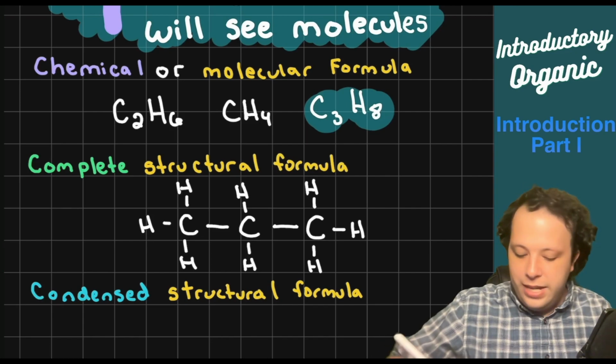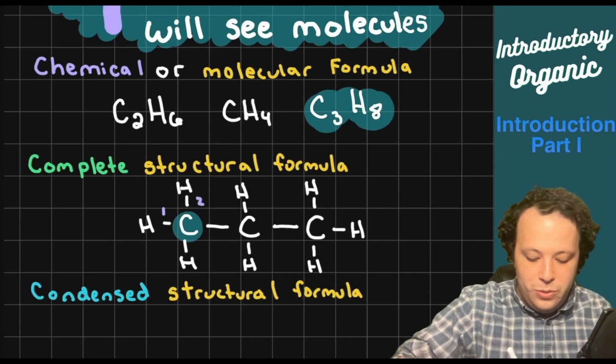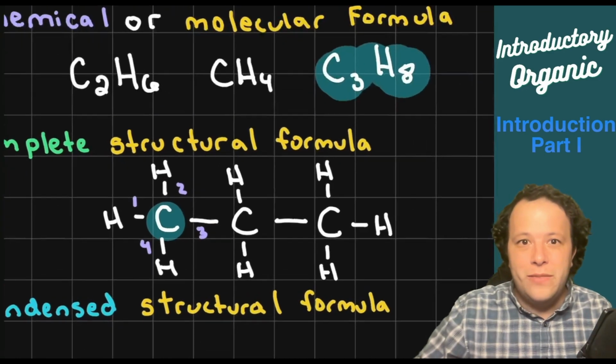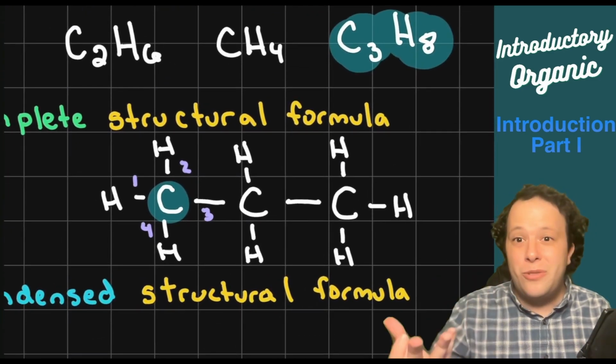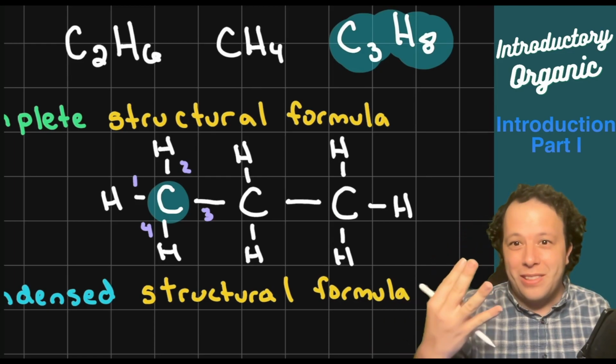Looking at the first carbon here, we can quickly count all the bonds around it. We see 1, 2, 3, 4 bonds all around that carbon. And we can do that for every single one of those structures that we draw. We're always counting to the magic number 4 as we go through them.